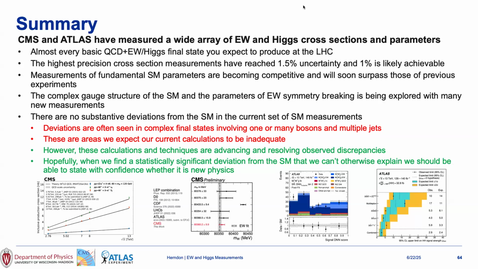But on the other hand, we do see deviations. They're often in states that are either new, or they involve multiple particles: multiple vector bosons, multiple jets, multiple Higgs bosons, for instance, or Higgs bosons with other particles. And what's exciting is that the calculations and techniques that we have for probing those difficult final states are improving so fast that I think if we get to the level where we see a really statistically significant deviation, we're going to have the theory necessary to say whether that's new physics or not.